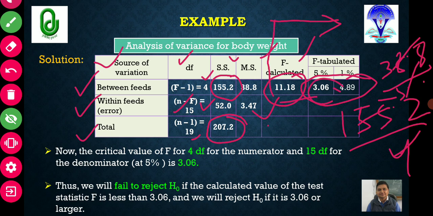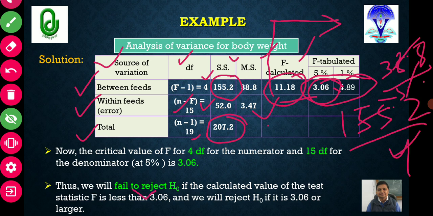So for 4 and 15, the value is 3.06. You will see the table and then you will get the value of F at 5% degree of freedom, 3.06. So this 3.06 is the tabulated value, and our calculated value is greater than the tabulated value. So what will we do here?